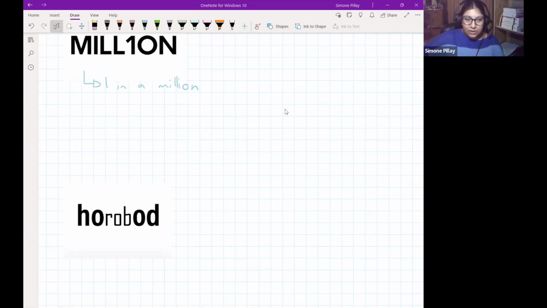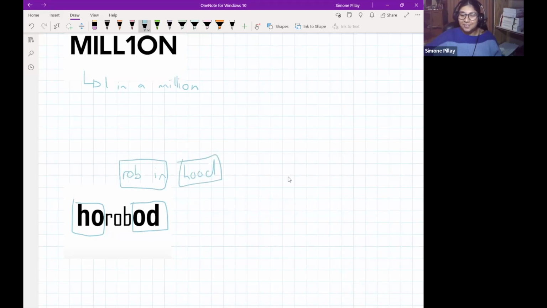Because the word is actually hood, but then there's Rob in the word hood, which is where we get Robin Hood, because Rob is in hood. So, Robin Hood, you know?